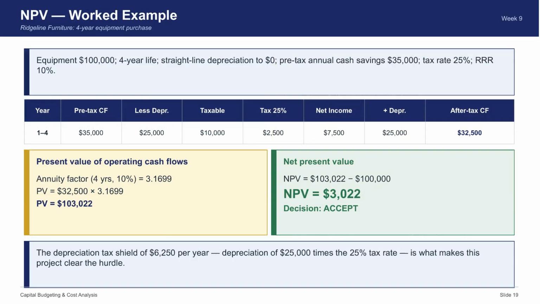Ridgeline Furniture's equipment costs $100,000, has a 4-year life, straight-line depreciation, $35,000 pre-tax annual cash savings, 25% tax rate, and 10% discount rate. After calculating $32,500 annual after-tax cash flow, discounting yields a PV of $103,022. Subtracting the investment gives an NPV of $3,022. Decision: accept. A $6,250 depreciation tax shield pushes the project over the line.